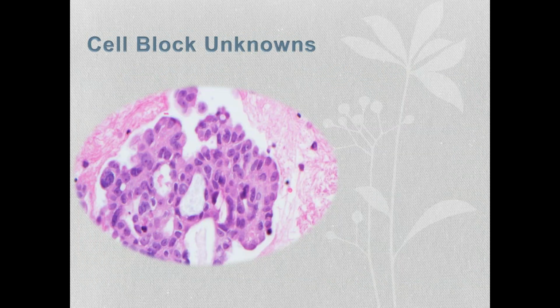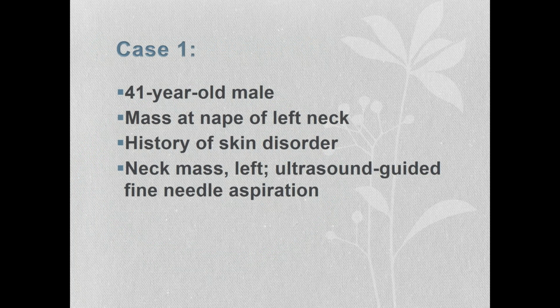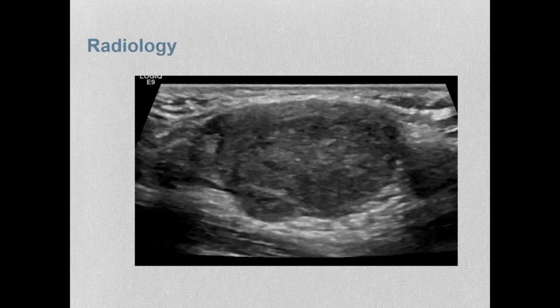So now we're going to get to the cell block unknowns. Let's start our virtual cell block unknowns. A variety of immunohistochemical stains as well as histochemical stains will be shown, and I'll give you all case histories. So let's get started. Case 1 is a 41-year-old male. He has a mass at the nape of the left neck, history of a skin disorder, and this neck mass was seen on ultrasound guidance.